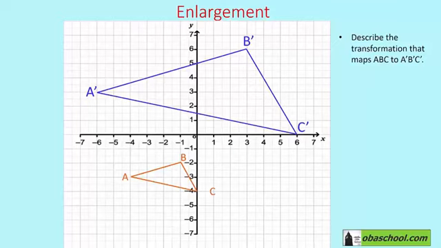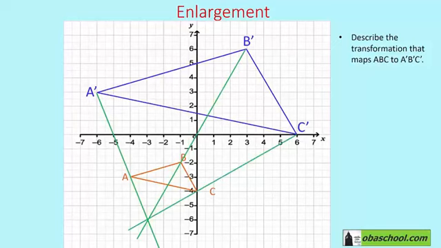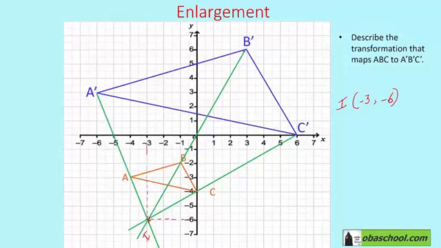Let's start with finding the center. To find the center, you have to draw three straight lines. One connecting A prime and A, another connecting B prime and B, and the last one connecting C prime and C. The point of intersection of these three new straight lines is going to be the center, which is I. And turns out that I has the coordinates of -3 and -6. So we found our center.